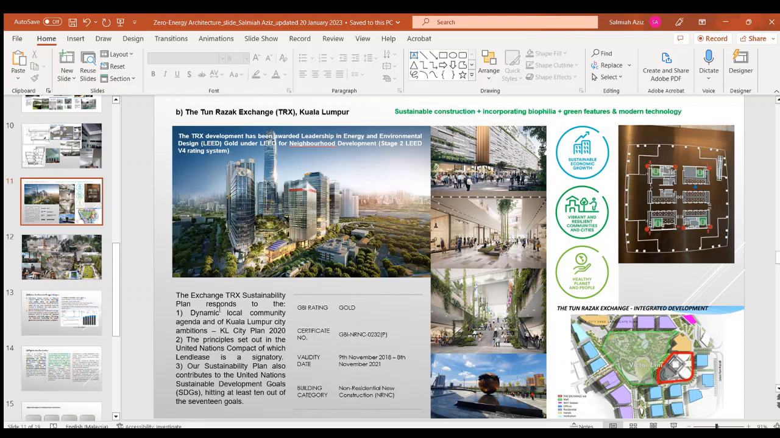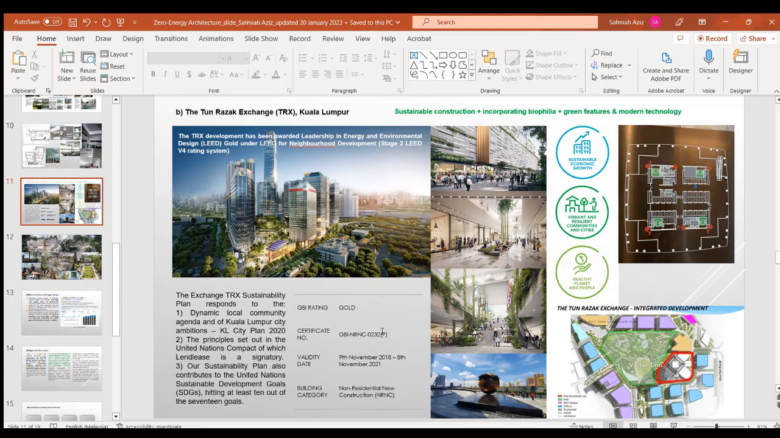So the Exchange TRX Sustainability Plan responds to the dynamic local community agenda and Kuala Lumpur City ambitions, the City Plan 2020. The principles are set out in the United Nations Global Compact, of which Lendlease is a signatory. The Building Sustainability Plan also contributes to the United Nations Sustainable Development Goals (SDGs), which covers 10 out of 17 goals at the building. Yeah, so meaning that the building covers 10 agenda of SDGs. So it is really good, by the way.